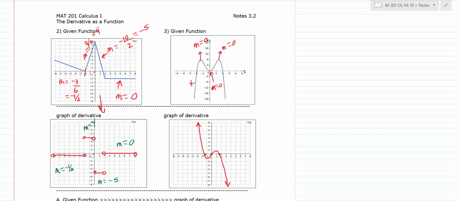Okay, number 3 has to have the shape. It doesn't have to be perfect, it just has to have the shape. The way I look at this is there are 3 places where the tangent line would have a 0 slope. Remember, you're thinking about the slope of a tangent line. So at about -1.5, the derivative is 0, so you put a dot on the x-axis. At x equals 0, derivative 0. At x equals about 1.5, derivative is 0. So those things have to be there.